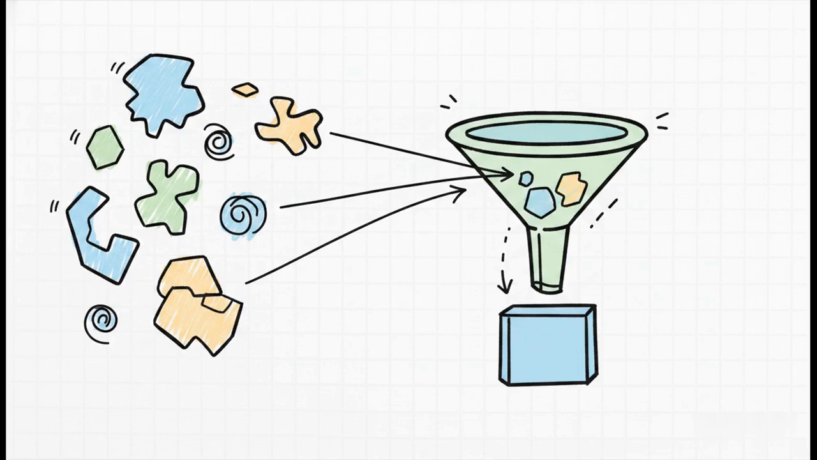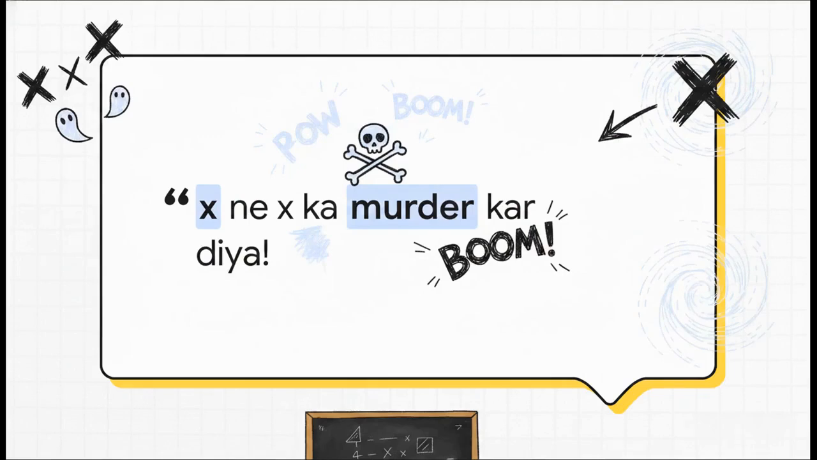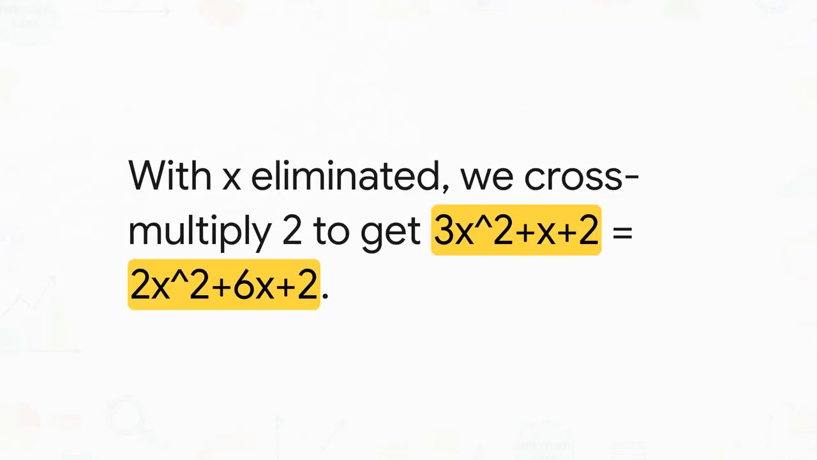We are setting up something incredibly satisfying here. I absolutely love this quote from the instructor in our source material. They said, "X ne X cum murder kerdia," which playfully translates to X murdered X. And it's so true. If you look at our equation right now, we have a 2x in the denominator on the left and an x in the denominator on the right. Those x's perfectly cancel each other out. They literally eliminate each other from the equation entirely. So with the x's officially murdered, we're left with just a single 2 in the denominator on the left side.